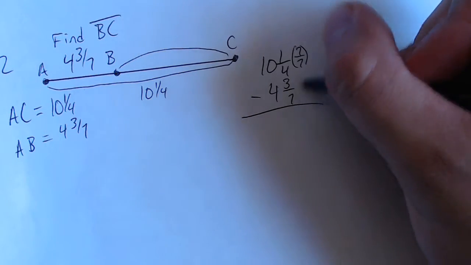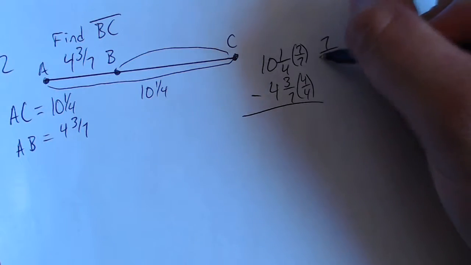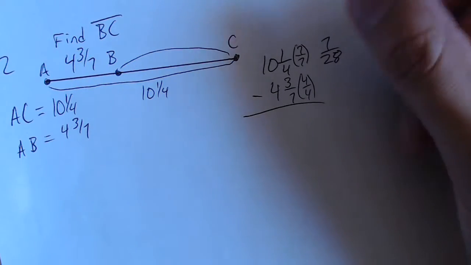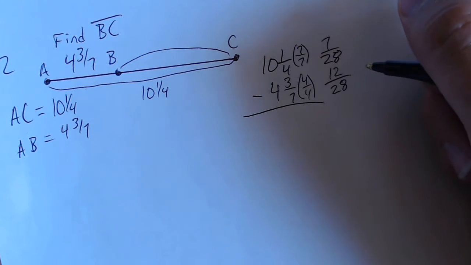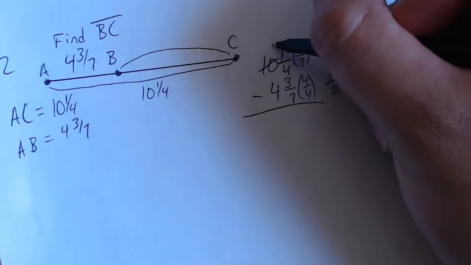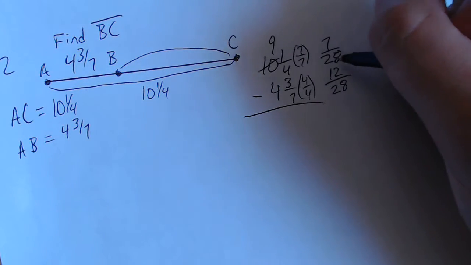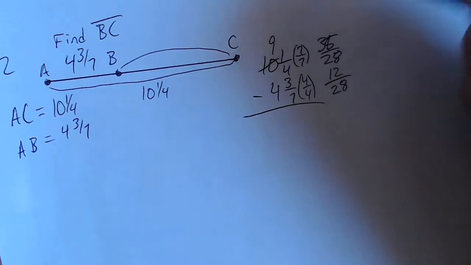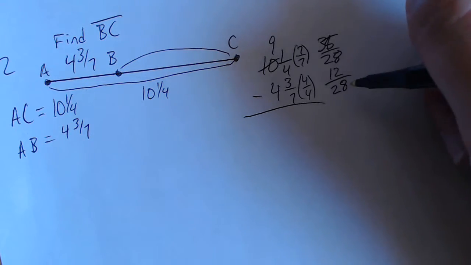So we multiply that by 7 over 7, this by 4 over 4. That gives us 7 over 28 minus 12 over 28. And we can't take 12 from 7, so we're going to borrow from our 10. We'll rewrite 10 as 9, and we'll add a value of 1 to this. So we add 28 to 7. That gives us 35. So 35 minus 12 we can do, and that comes out to 23.